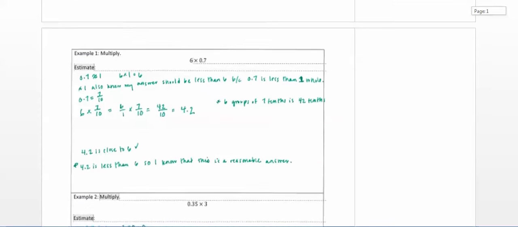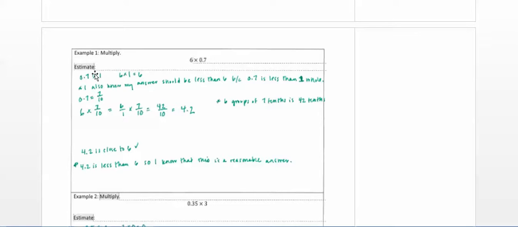So let's go ahead and look at example 1. This is going to relate very closely to the work that we did yesterday. We're having 6 groups of 7/10. To do our estimate, we're thinking about this 2 different ways. The first way we can do our estimate is rounding to the nearest whole number. So 7/10 rounds to 1. 6 is obviously already a whole number. 6 times 1 is 6. So our answer should be about 6.